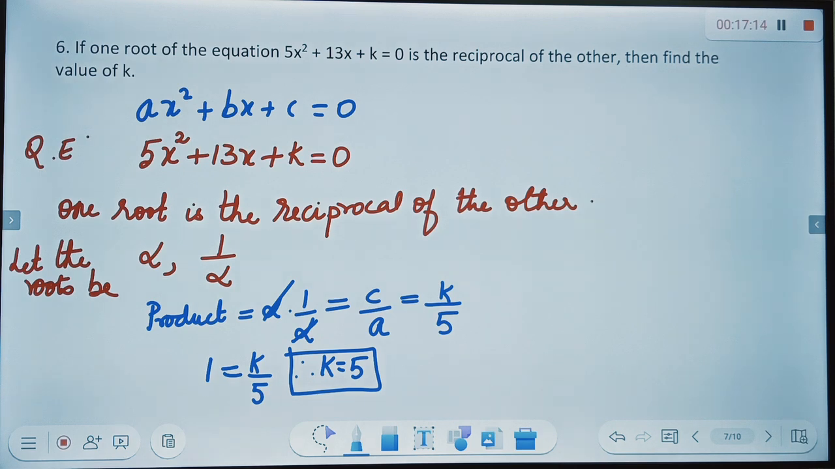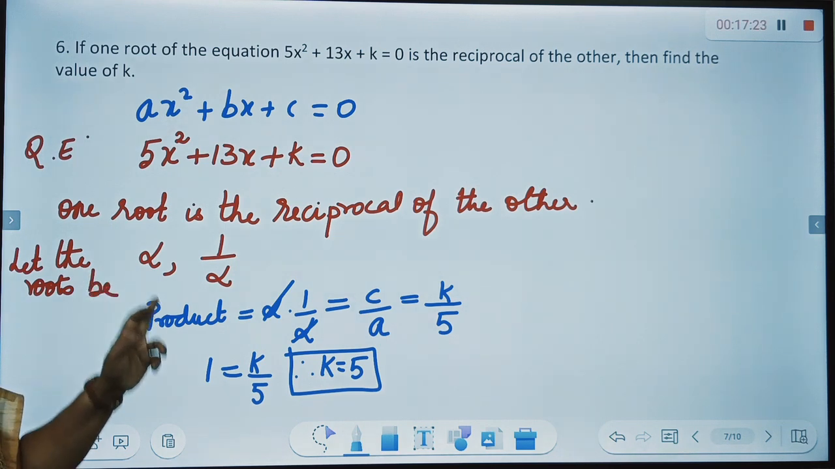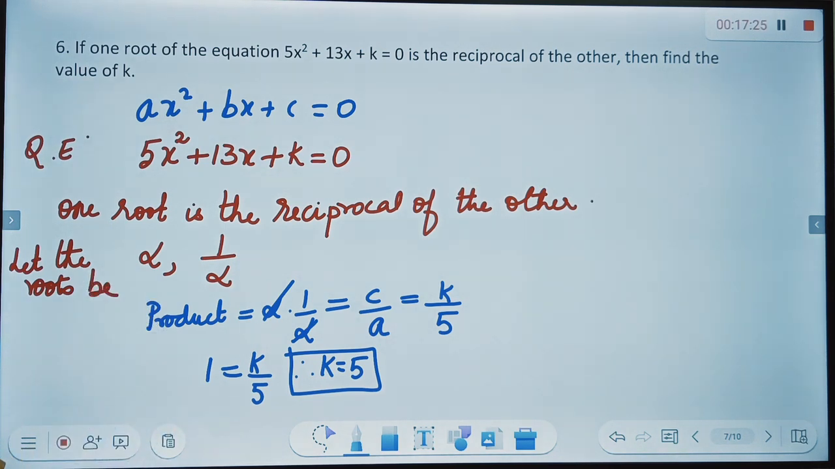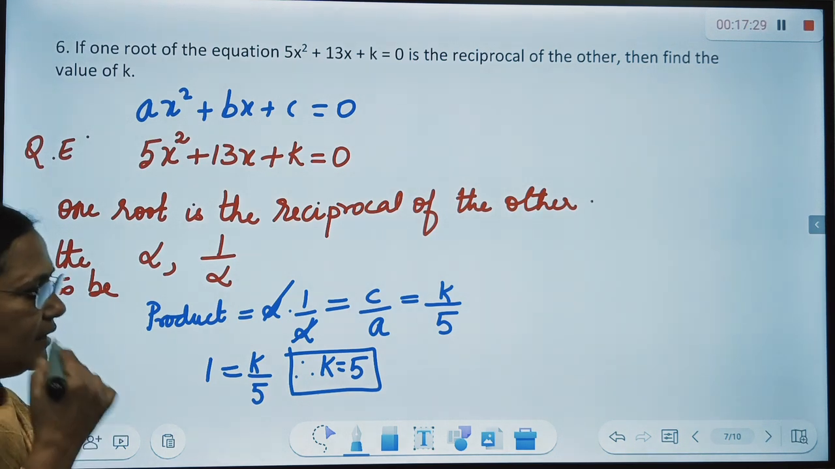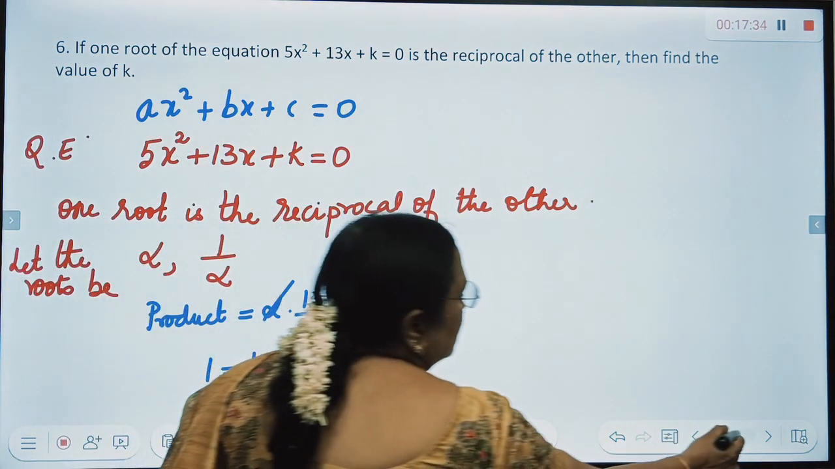Are you able to follow? I have used the fact. Why didn't I use the sum of the roots? Because the product, I use product of the roots formula because when I multiply alpha and 1 by alpha, I know I'll get 1. And that will simplify the problem to a very great extent. So that kind of thinking also you should develop when you solve problems.